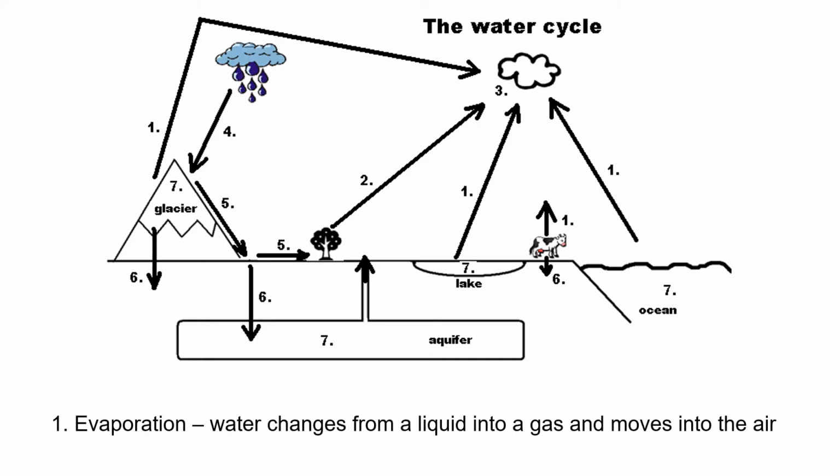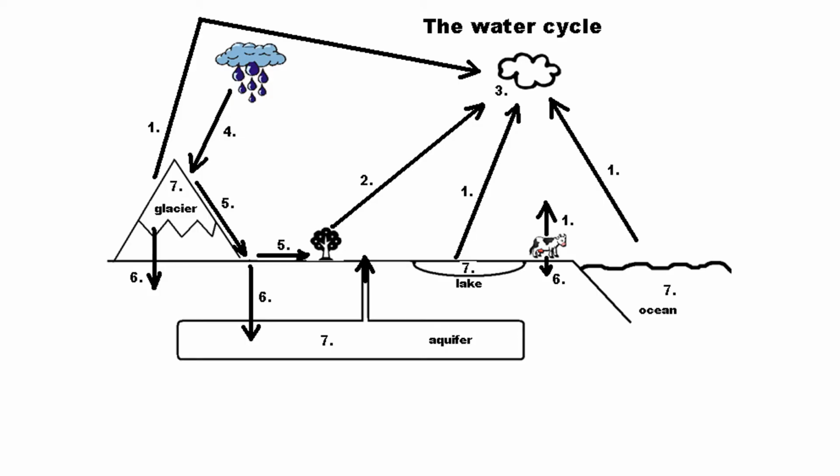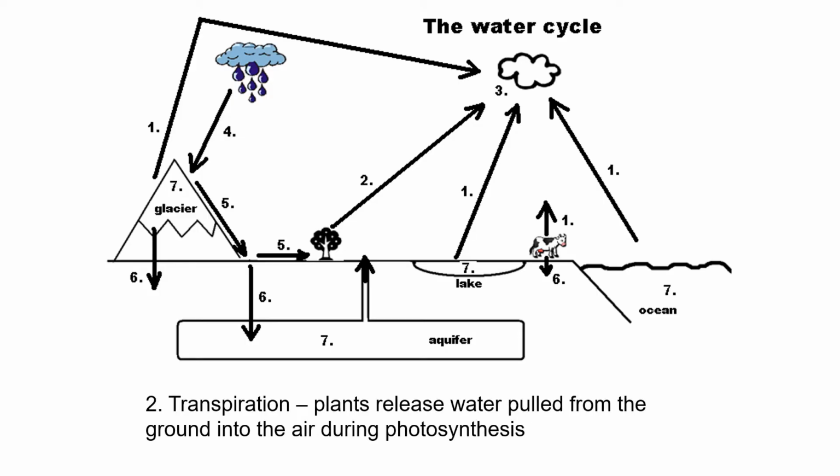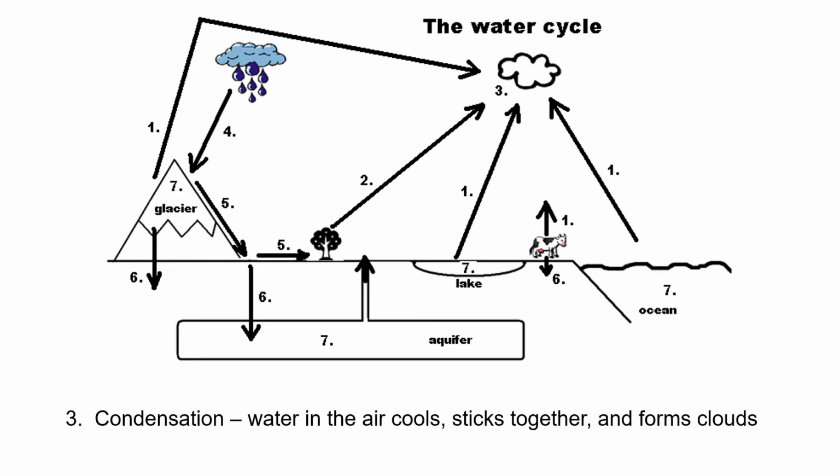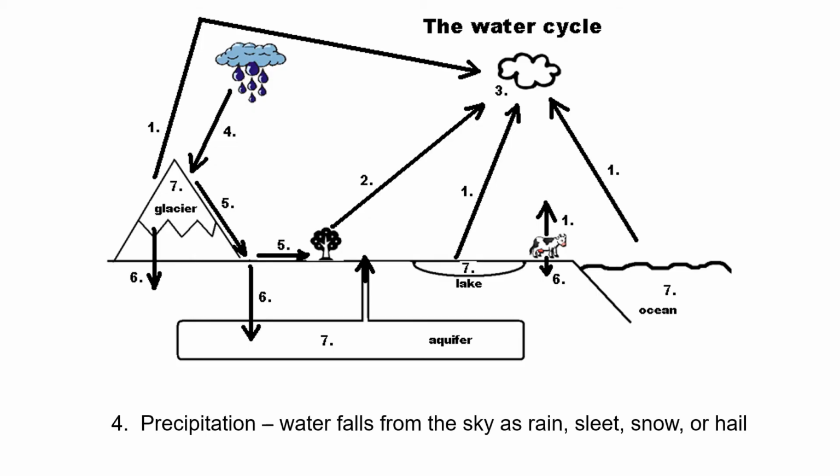For example, we know that water can evaporate and go up into the sky. Transpiration, the fact that plants release water into the air. Condensation, we know that the water gets up in the air, gets cold, and it sticks together. And then it finally falls out of the sky, comes back down to the ground as precipitation, whether it's rain, sleet, snow, or hail.